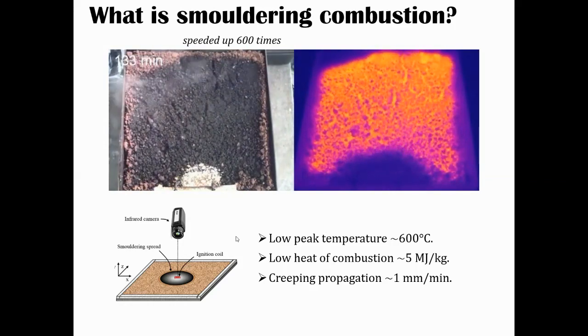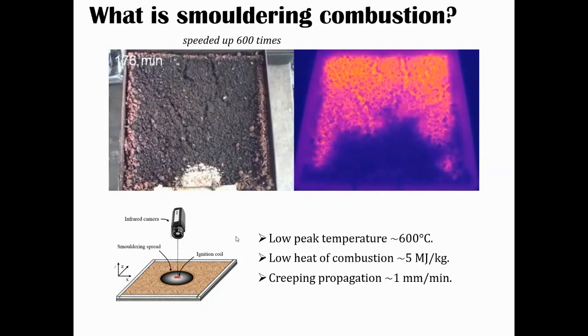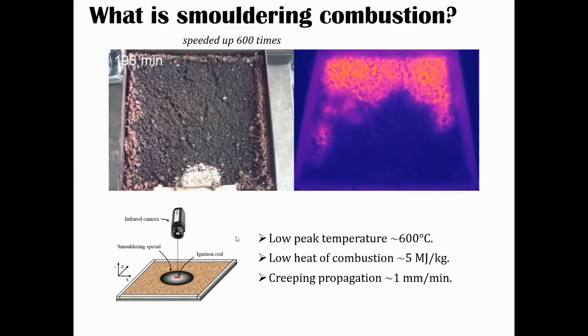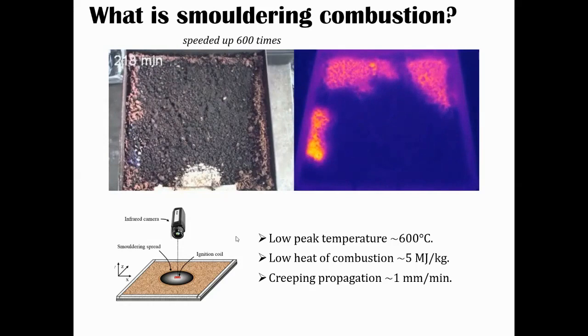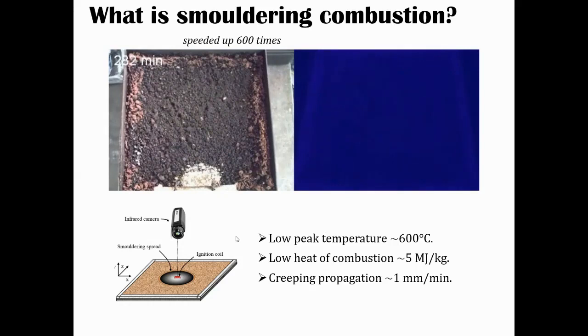For peat, as you see in this experiment, the peak temperature is in the order of 600 Celsius, much lower than flaming combustion. You could have coal that also smoulders, and coal has the highest temperature of smouldering, about 1000 Celsius peak temperature. The effective heat of combustion is low.